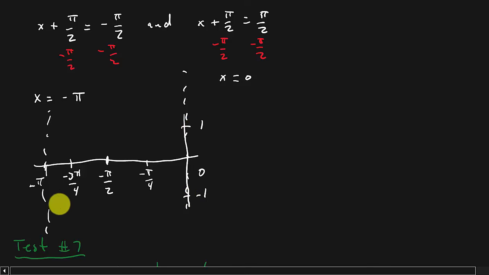So remember, as you're going from left to right with tangent, it starts at negative 1 here, then it goes to 0, and then it goes to positive 1. I know this isn't going to look that good, but it's going to look something like that.